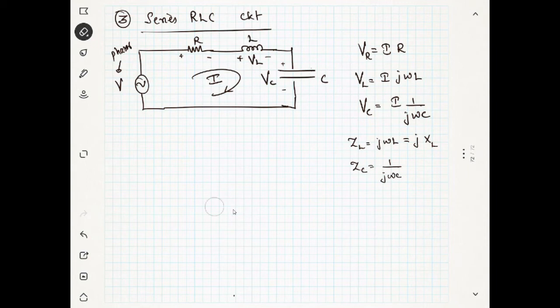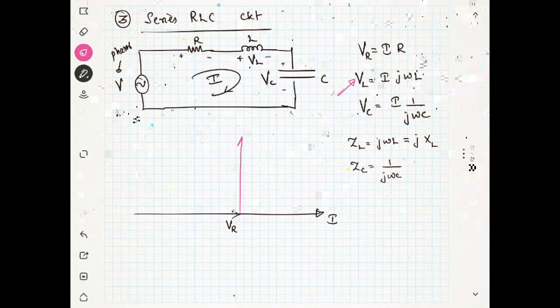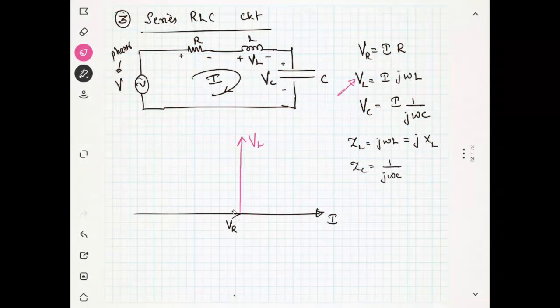Now I am going to draw my current. This is my current. And what will be the direction of VR? VR will be in the same direction. And what will be the direction of VL? VL will be leading or lagging? It will be going above, leading. This VL I am talking about is the magnitude. We have already shown the angle is 90 degree, no issue.